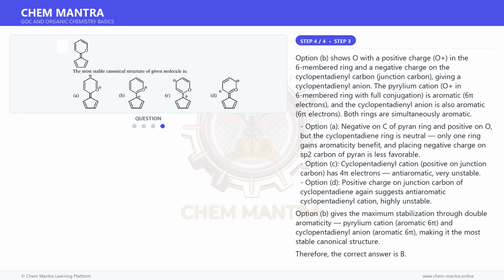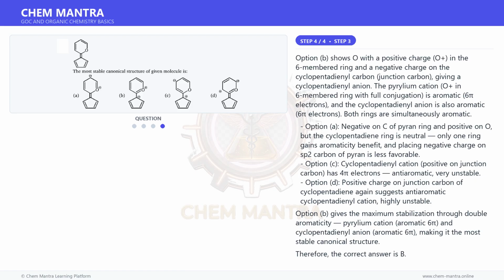And for the final step. Option B shows O with a positive charge, O+, in the 6-membered ring and a negative charge on the cyclopentadienyl carbon, junction carbon, giving a cyclopentadienyl anion.